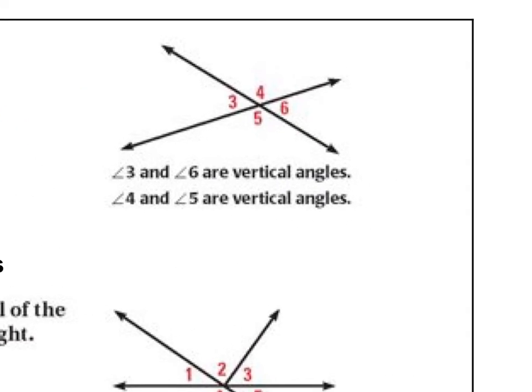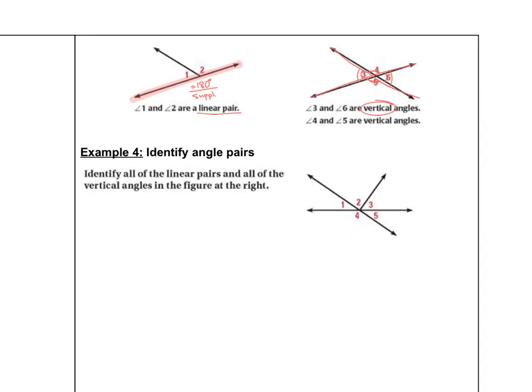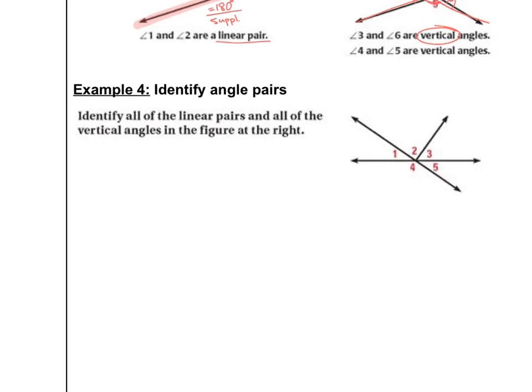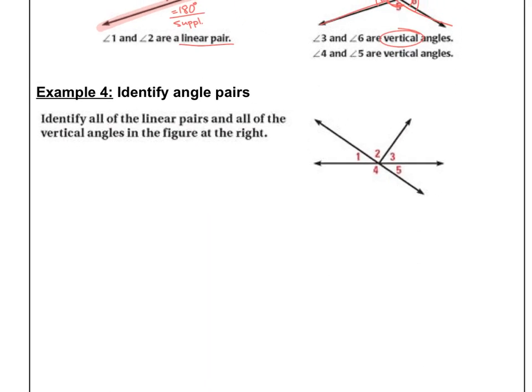And now when we have two lines that intersect, we create vertical angles, and it sounds just like the name. So like angle 4 and angle 5 are vertical, and then we'd also say that angle 3 and angle 6 are vertical. Okay, so think angles across from each other. Those are vertical angles. All right, so we would identify all of the linear pairs and any and all vertical angles that we might have here.